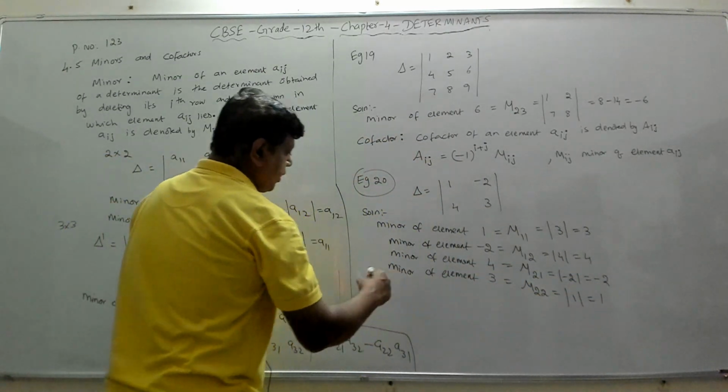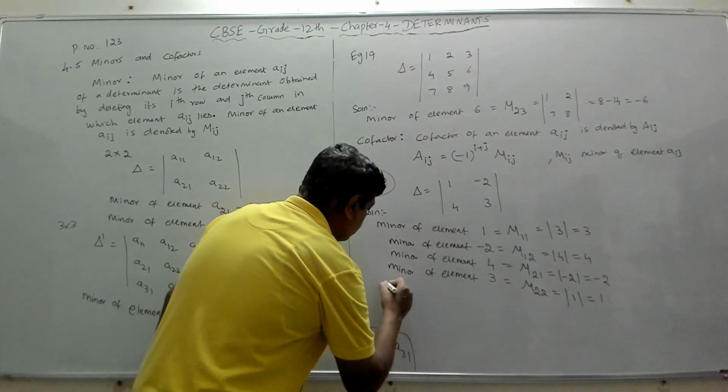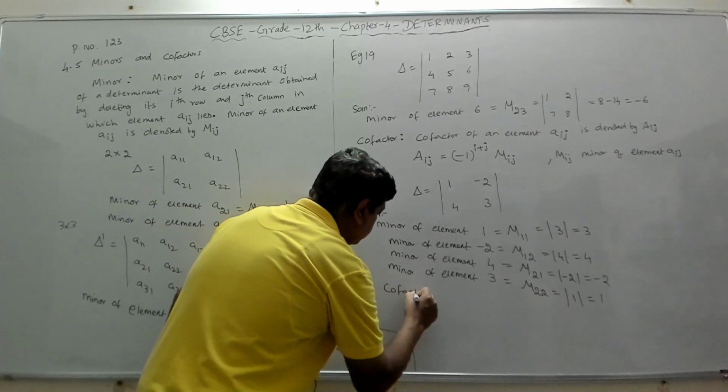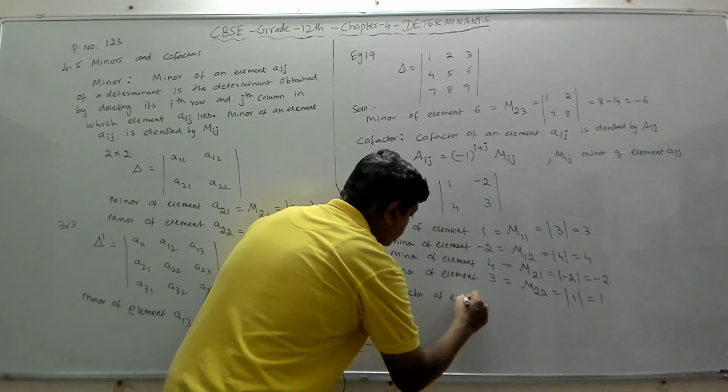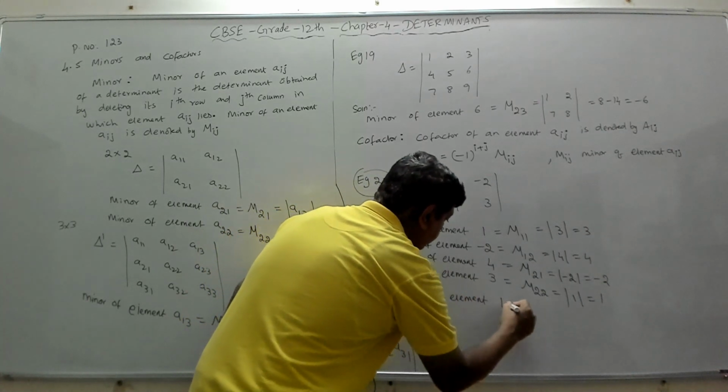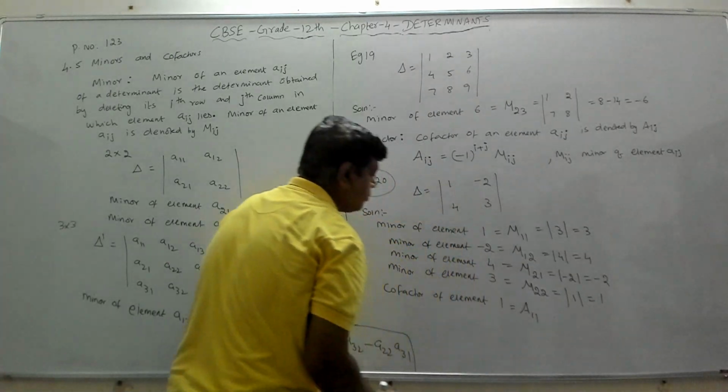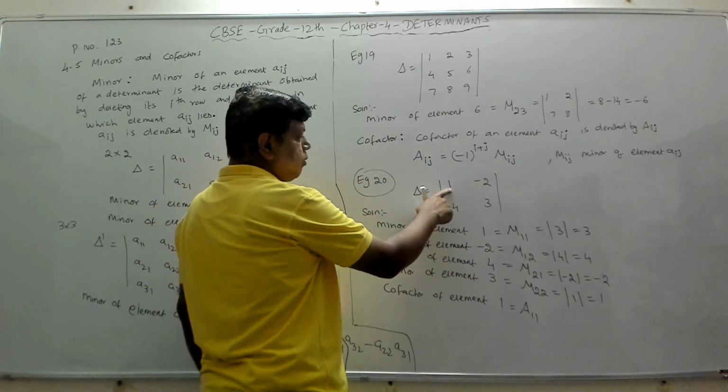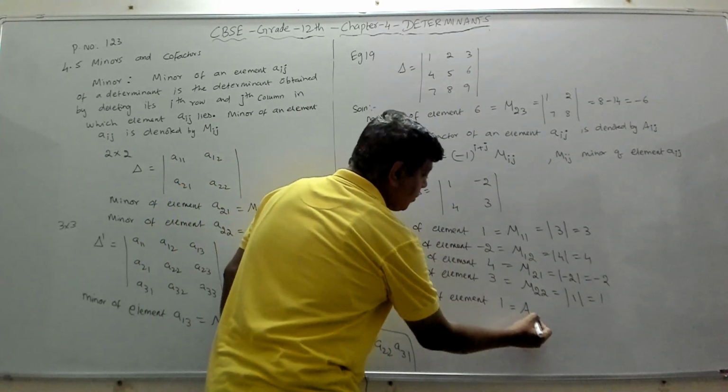Now we have to find the cofactors of each of these elements. Now what is a cofactor? So the cofactor of element 1, equal to a11, is in the position of small a11. So the cofactor will be capital A11.